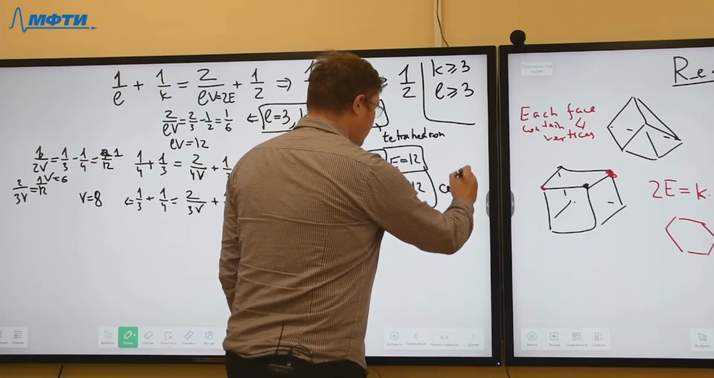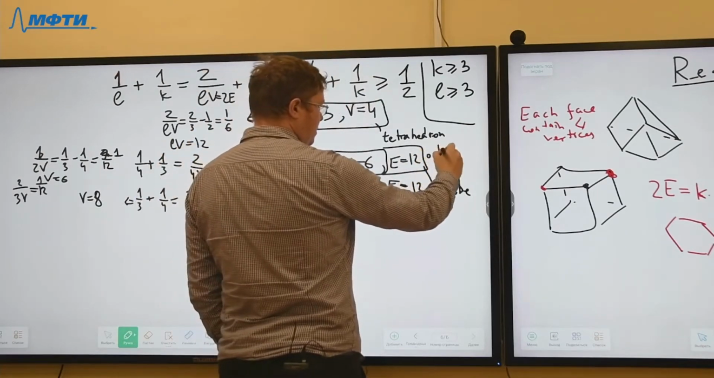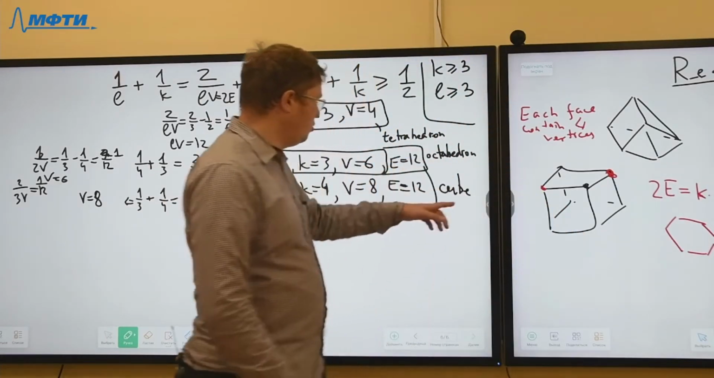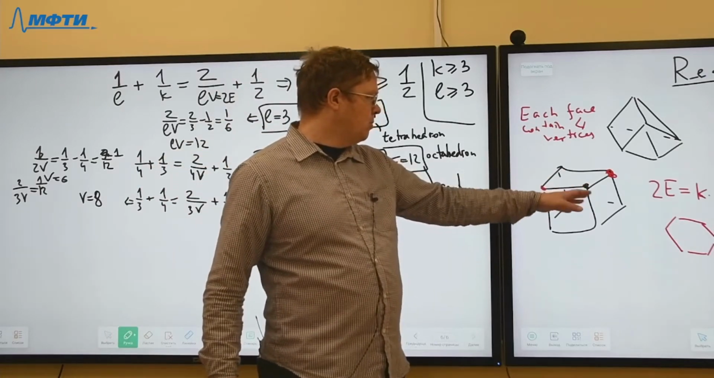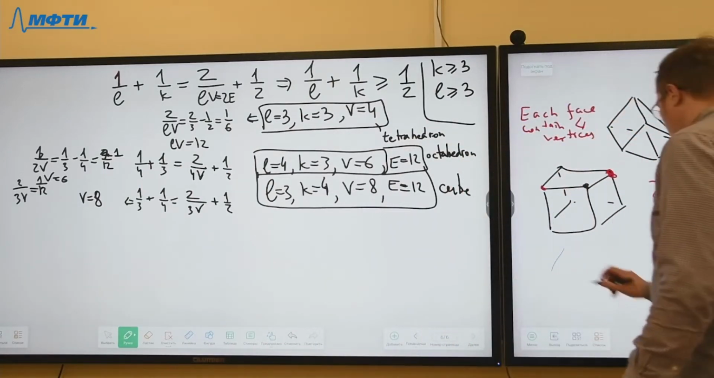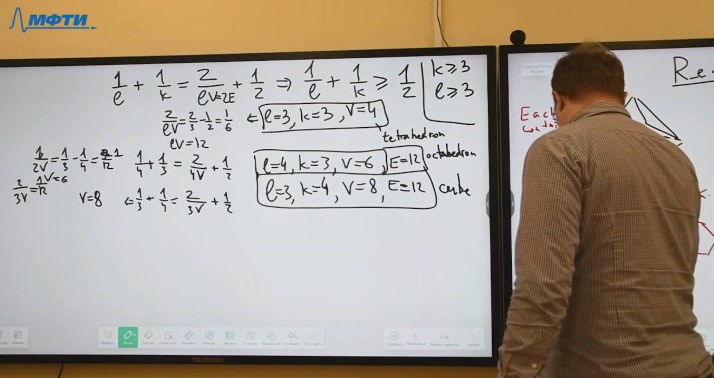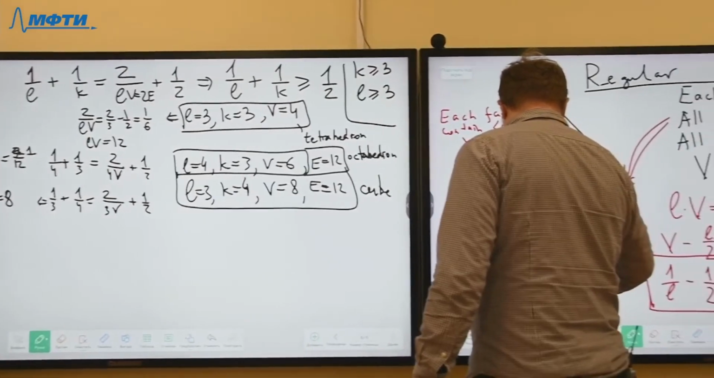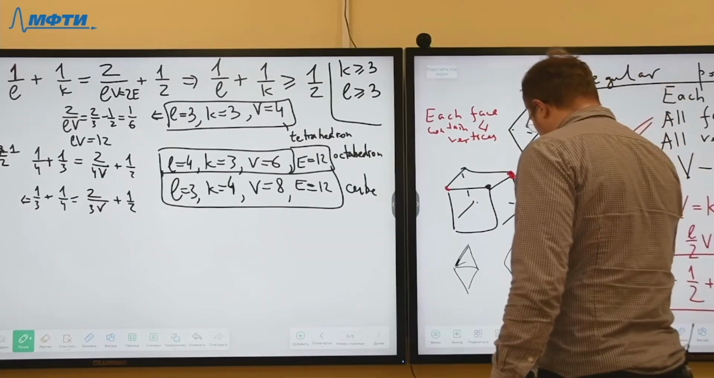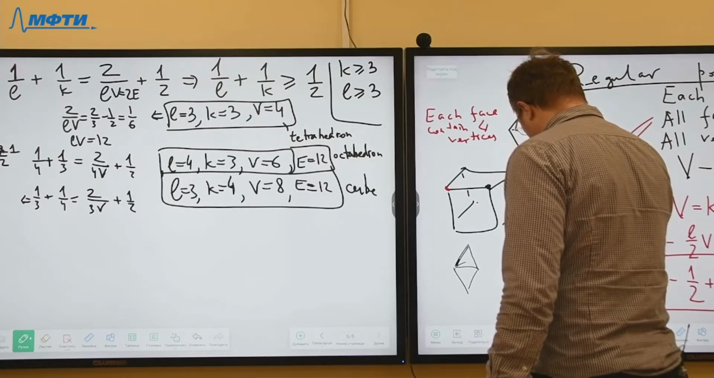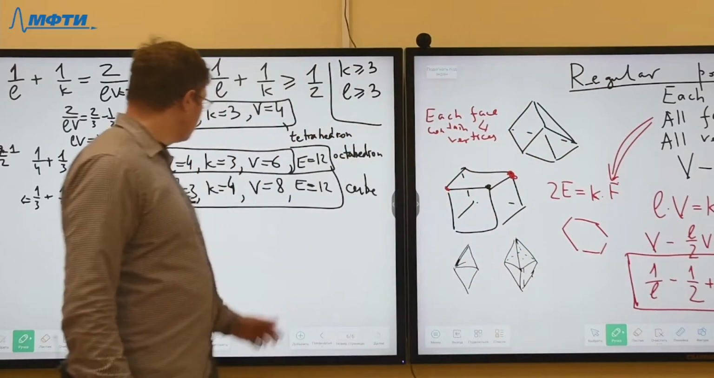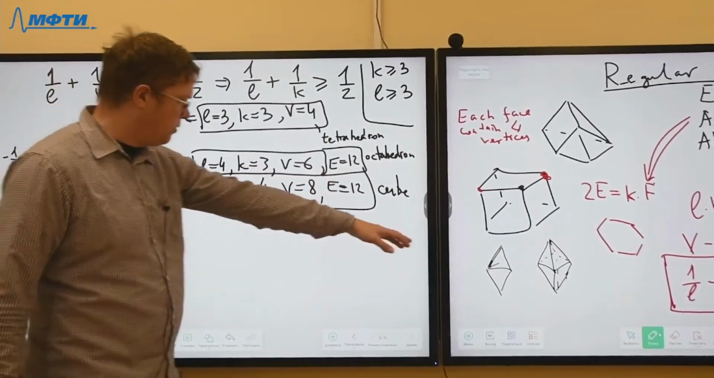Yeah, so this is the cube. And this is the dual of the cube, called the octahedron. I just draw it. It is dual to the cube: if you take the center of each face of the cube and draw the edges, we'll have the octahedron. So we have six vertices, the faces are triangles, and each vertex belongs to exactly four faces.